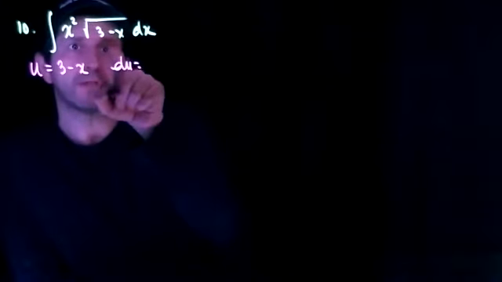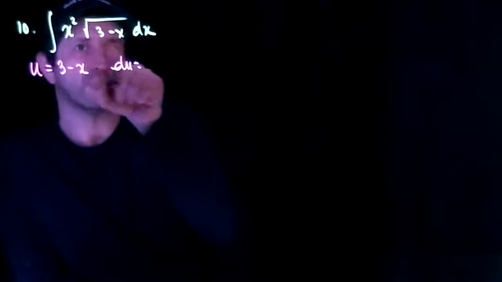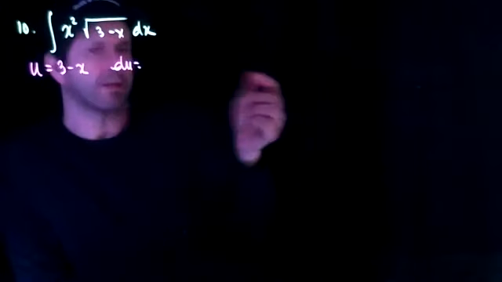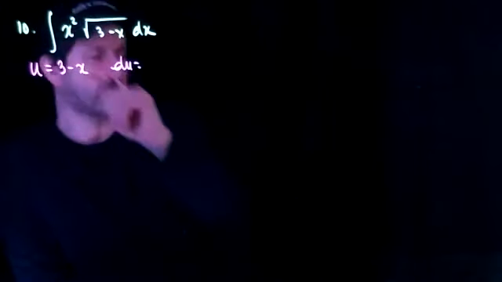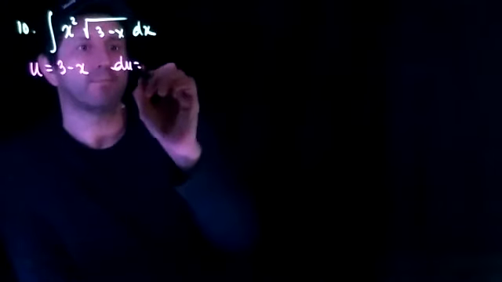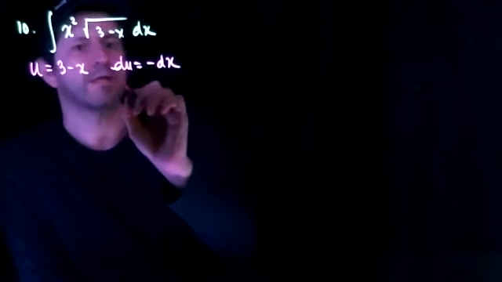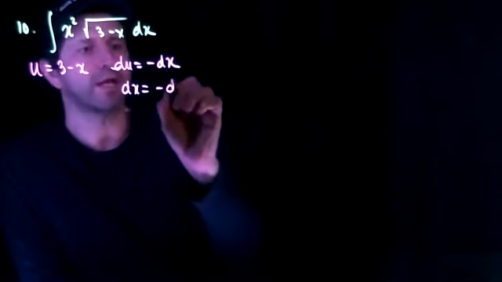Why did I choose 3 minus x? Because it's a function of a function, right? 3 minus x is a function. I'm doing the square root of that. But you're right, if I do the derivative, I don't get x2. So that's a problem. So du is negative dx, and so dx is negative du.